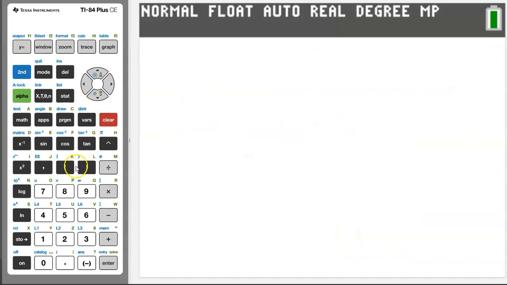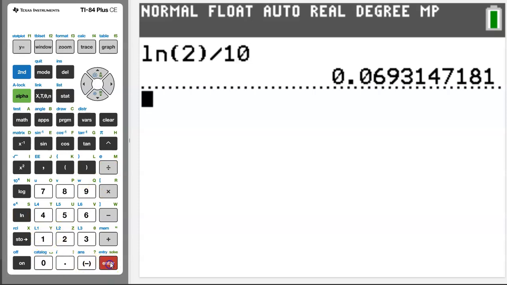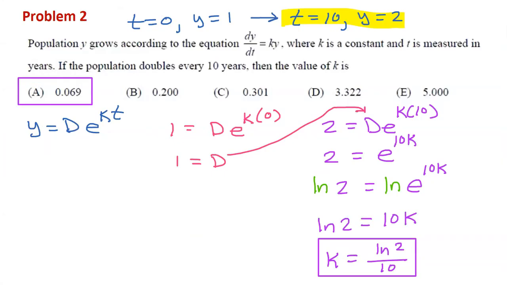Let's find the decimal value in the calculator. So it was the natural log of 2 divided by 10. 0.069. The correct answer is A.